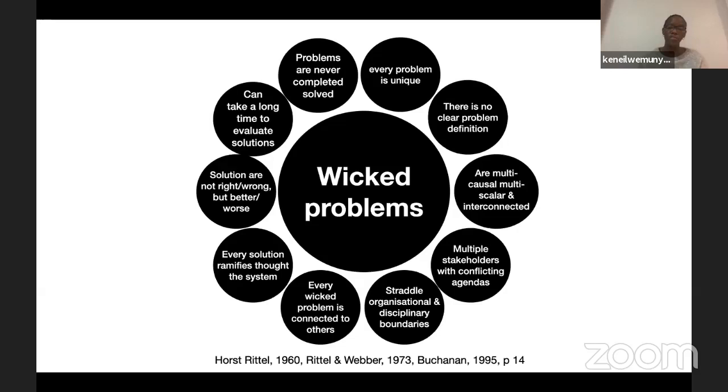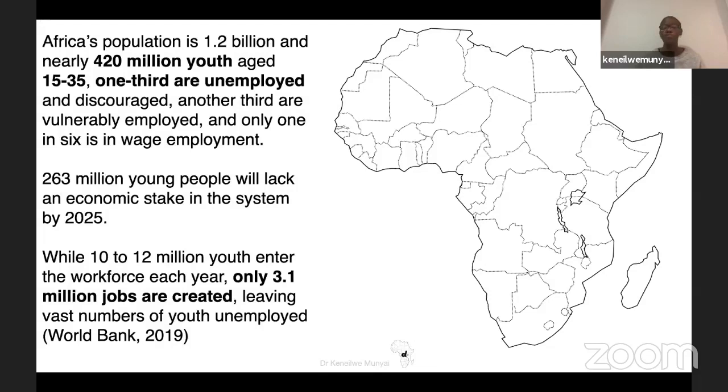These have become part of who we are. Every society, every community is experiencing them. And of course, they also present an opportunity for us to innovate. And of course, one of the key, at least the one that I feel strongly about on the African continent, is the issue of unemployment. I think it's one of the biggest wicked problems that we have to deal with.